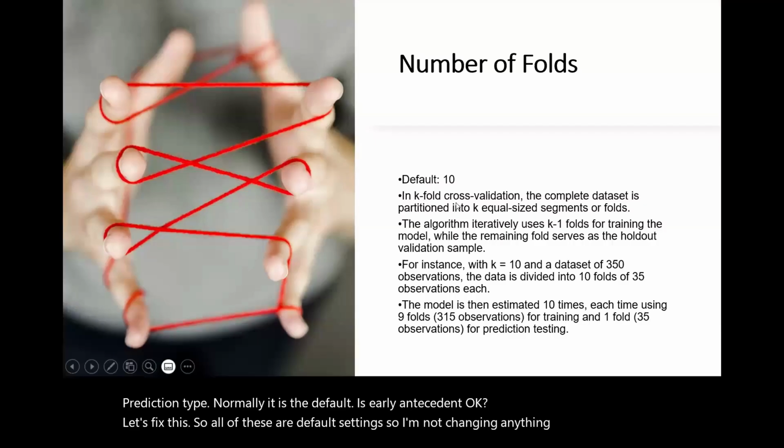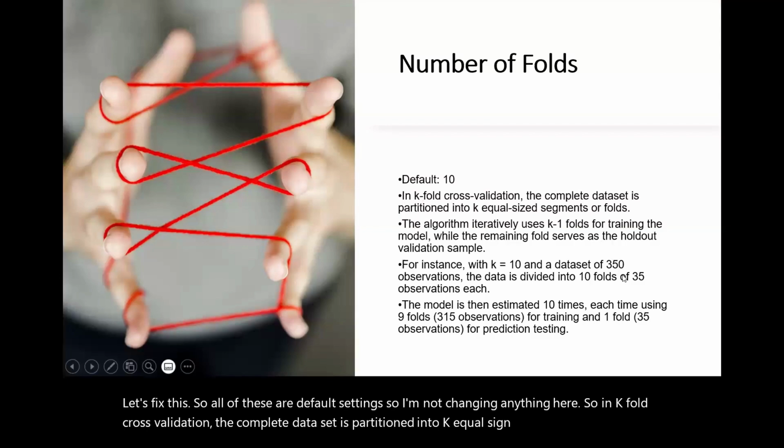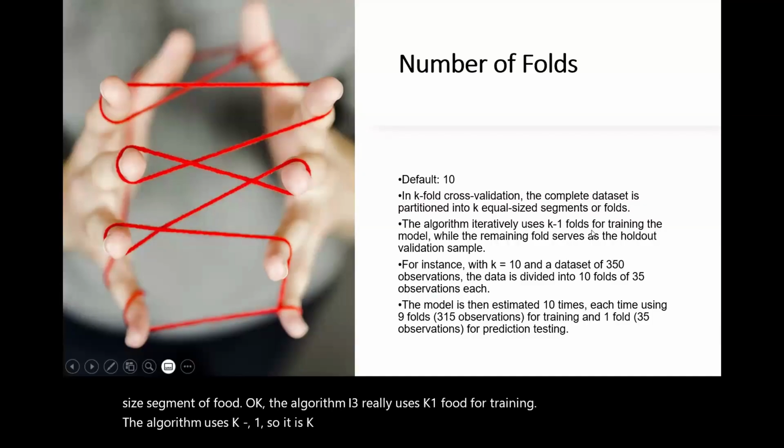So in K-fold cross-validation, the complete data set is partitioned into K equal-size segments, or folds. The algorithm iteratively uses K minus 1 folds for training the model, while the remaining fold serves as the holdout validation sample.